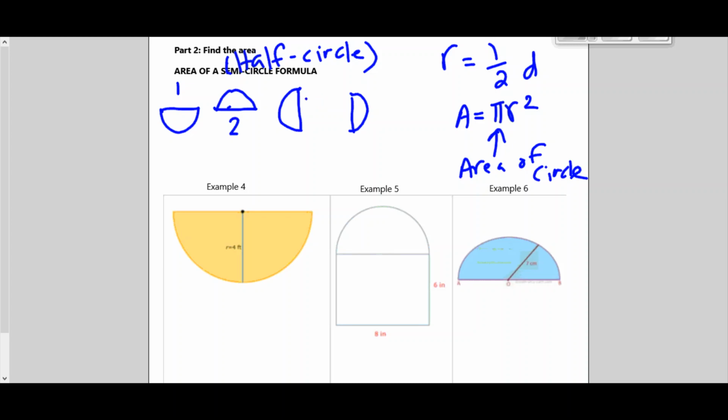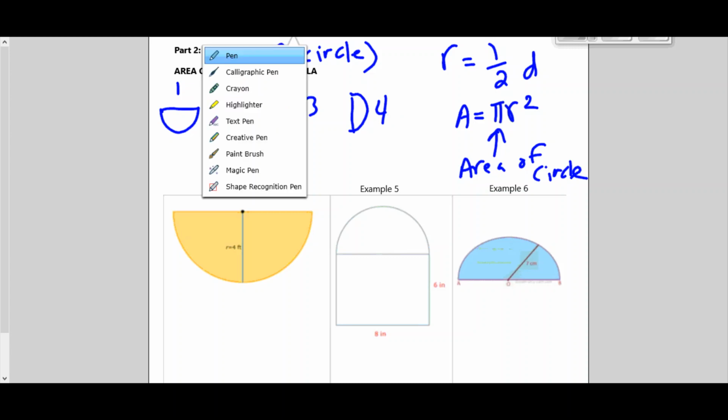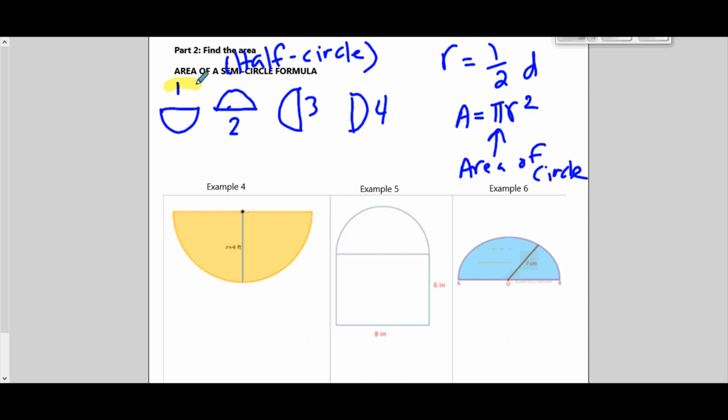So I labeled sort of the different possibilities for a half circle. You could have this one, this one, this one, or that one. Those are the 4 possibilities for a half circle. There's a lot of different ways, though, that you could divide your circle in half. But these are sort of the 4 most common that we're going to see.